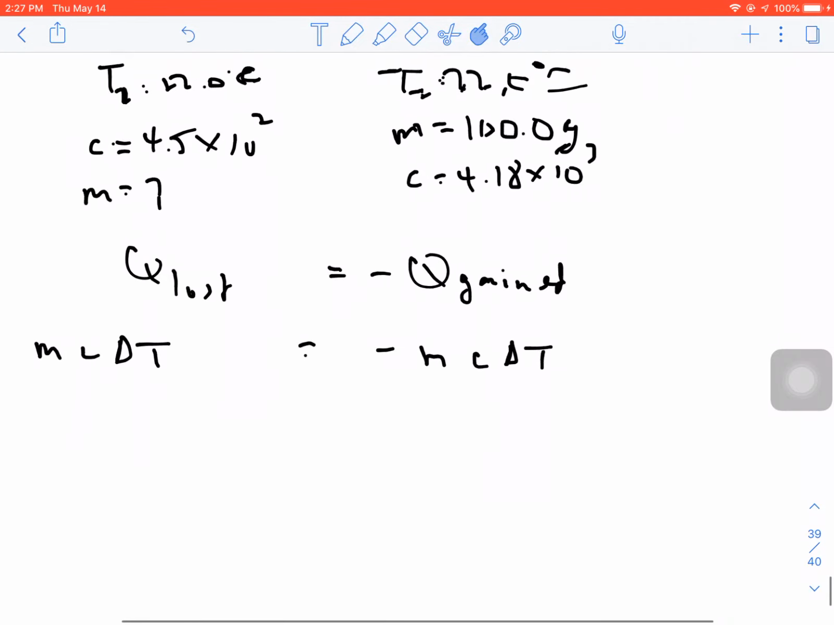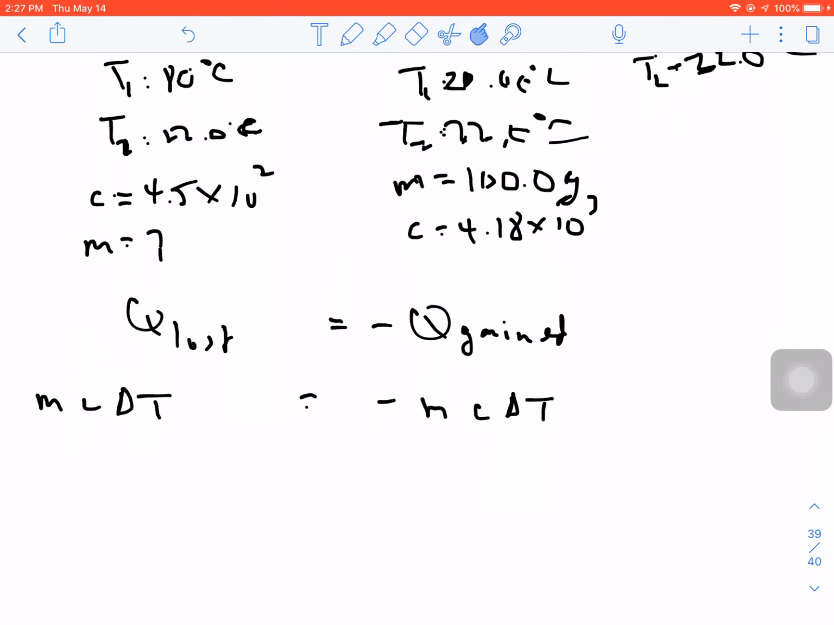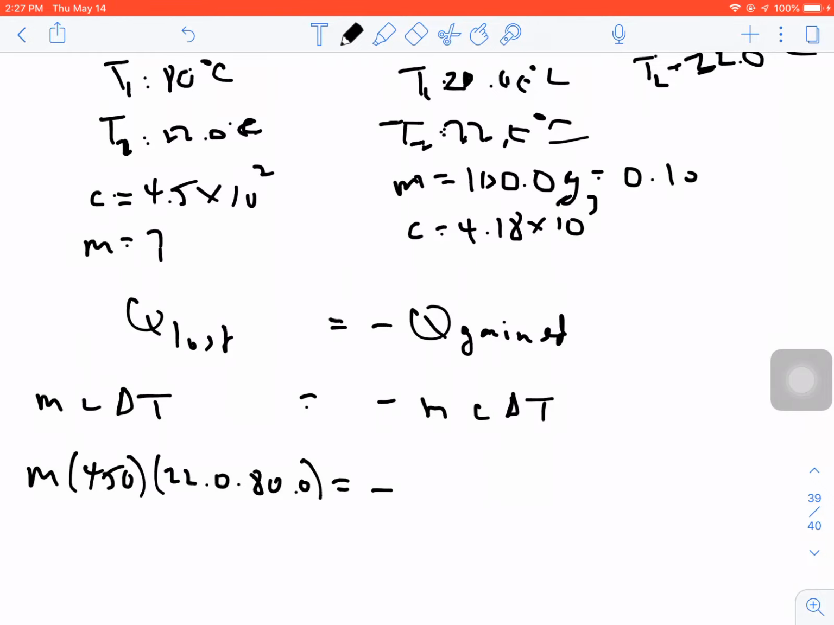Again, notice that there's a lot of numbers going on here, right? Just try and keep your columns. So the mass here is unknown. My C value here is 4.5 times 10 to the 2, which is 450. T2 minus T1 is 22 minus 80. On the right side, I have a negative sign. I know the mass. I'm going to have to convert that to kilograms.